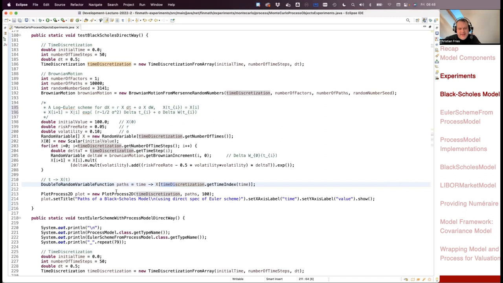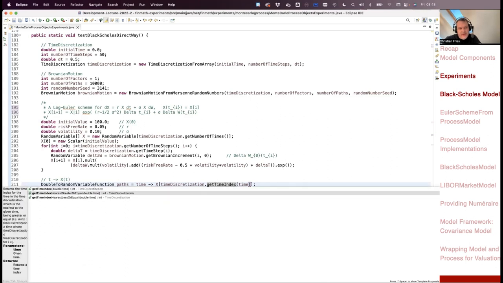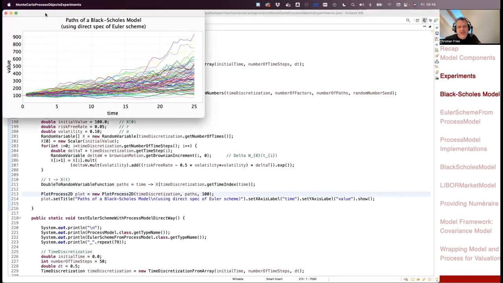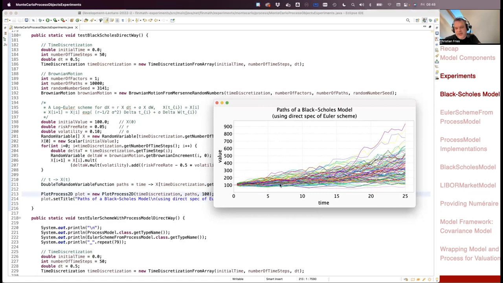Since I pass here to this plotting function the same time discretization, it's guaranteed that I only get times for which there is an index. But in the case where this is not guaranteed, you could use some other method like get time index nearest less or equal. Then it would create a piecewise constant function out of this, piecewise constant in the sense that for interpolating times, you get the same random variable. But that's not needed here. Okay, I can plot this and we see the simulation path of a Black-Scholes model. As you see a little bit the exponential growth here, and the log-normal distribution.